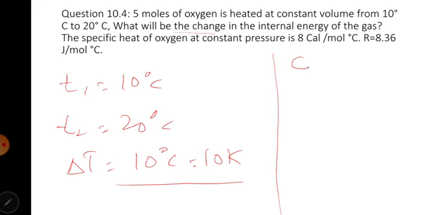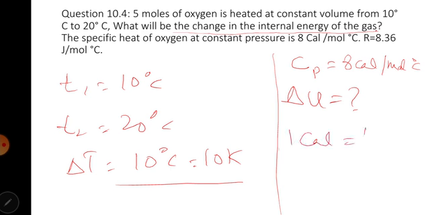Now the next is, what will be the change in the internal energy of the gas? We have to calculate the change in the internal energy, del U. The specific heat of oxygen at constant pressure is 8 calories per mole per degree Celsius. 1 calorie is equal to 4.2 joule, and Cp is equal to 8 multiplied by 4.2 is equal to 33.6 joule per mole per degree Celsius.